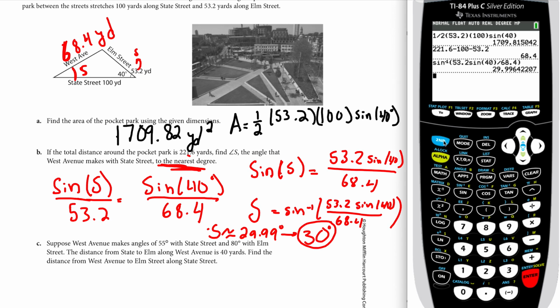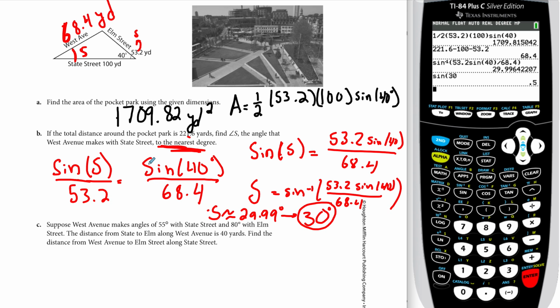And to confirm it's degrees, I'll again do second mode. And my calculator's giving me a hard time. Well, ordinarily when you do second mode, you should be able to see that you are in degree mode. To confirm I'm in degree mode, let's do sine of 30. And I get 0.5. And I do know that sine of 30 degrees is a half. Okay, so great. We have 30 degrees to the nearest degree as the measurement of that angle.